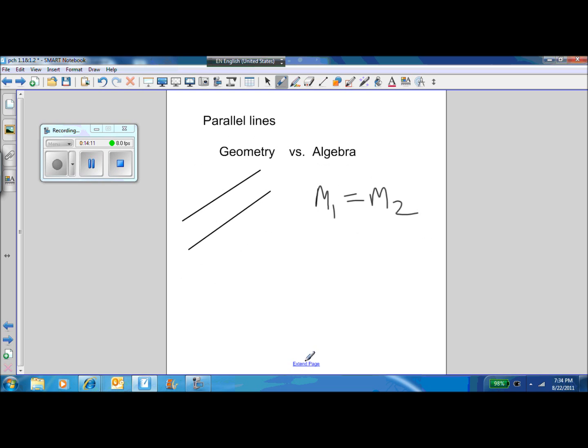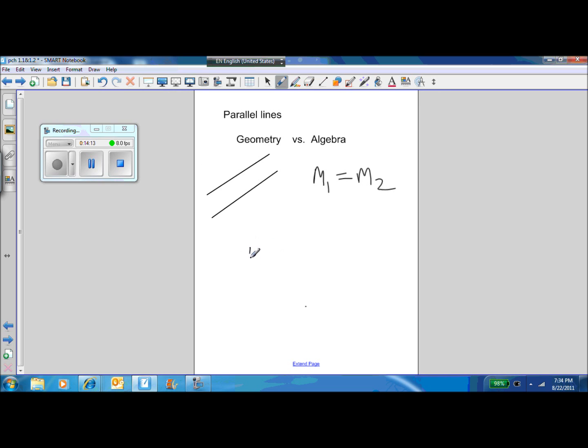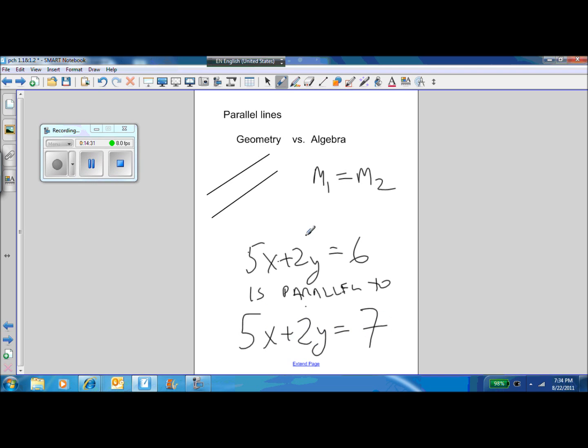So remember what I was saying before? When you look at things like 5x plus 2y equals 6, that's going to be parallel to 5x plus 2y equals 7. Because basically, it's the a and b, the 5 and the 2 here, and the 5 and the 2 here, that are determining what the slope is. So if you keep the same a and b, you're going to have the same slope. They're different lines because I put a different constant here.